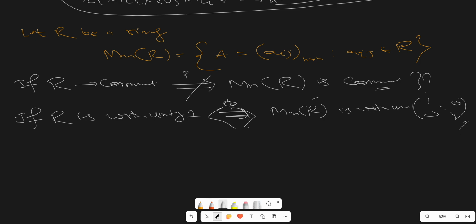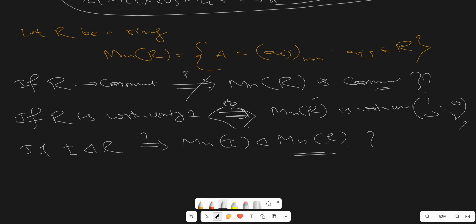So what do you think about the third statement? If I is an ideal of R, does this imply that Mn(I) is an ideal of Mn(R)? Think. What do you think about that? Yes, it is true. Mn(I) is an ideal of Mn(R). Why? You should prove it yourself as homework. It will imply.